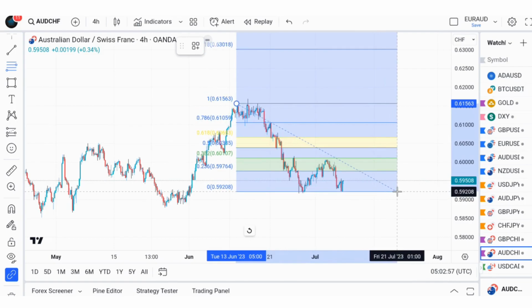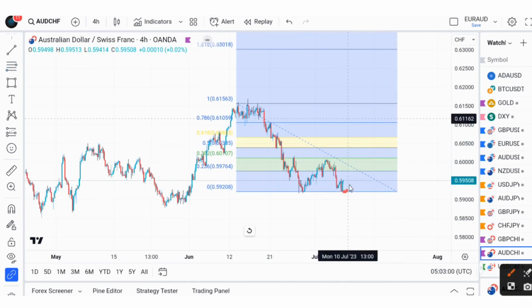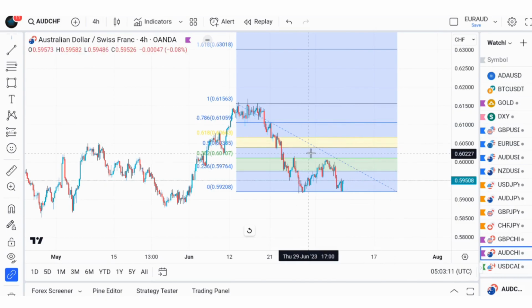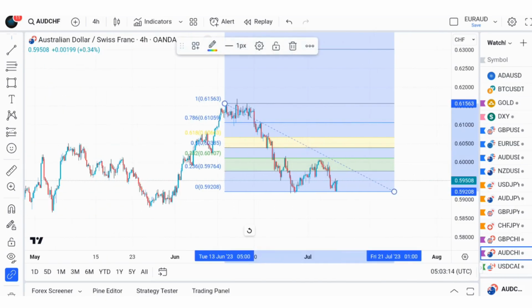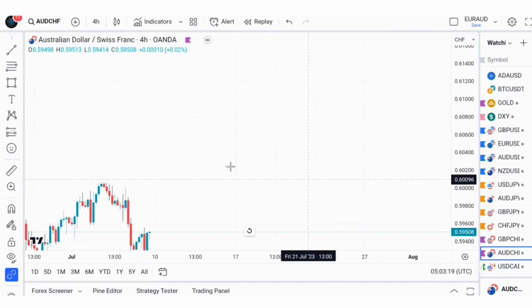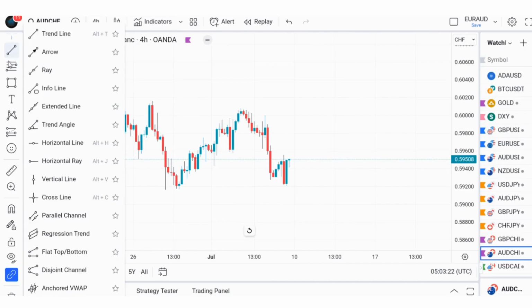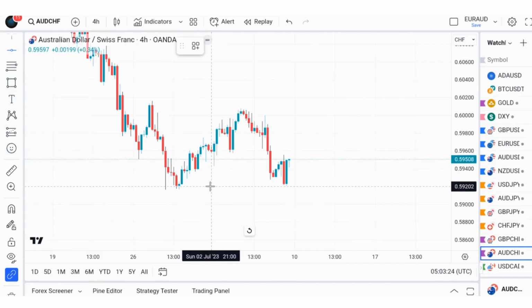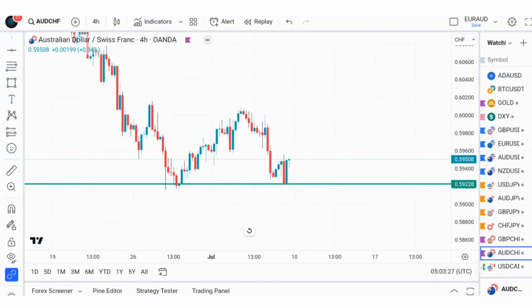As you can see, I actually take my profit at this 50% Fibonacci retracement level. Maybe I might see an opposite effect at that level, which might resume the trend to the downside. But from Monday, I'm willing to go long on the AUD Swiss franc, and my bias will change if I see a close below this level. If I see a close below this particular level, then it means that my bias has already changed.